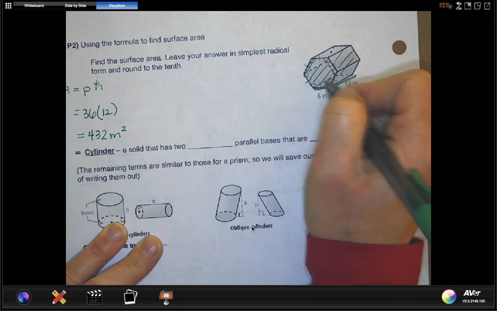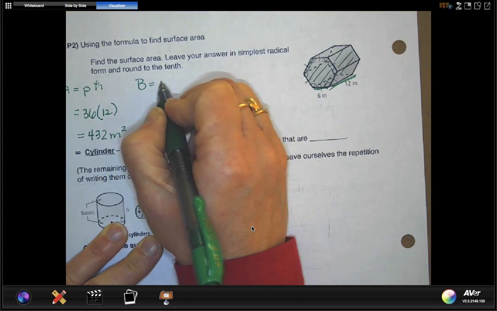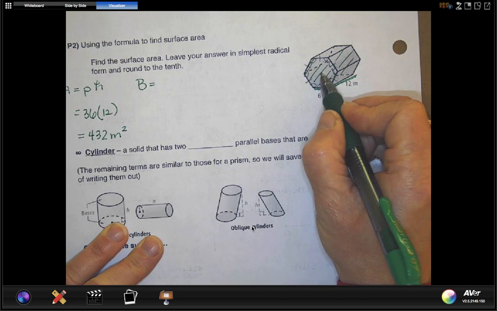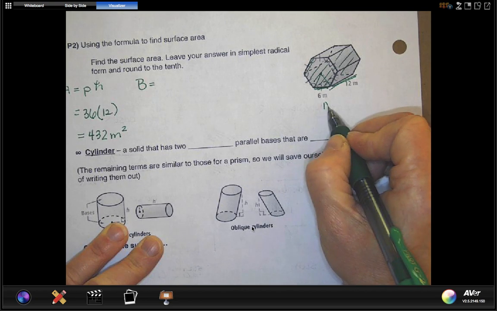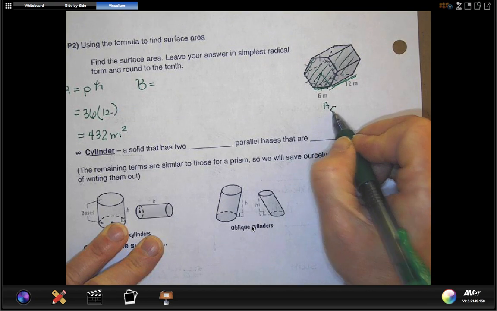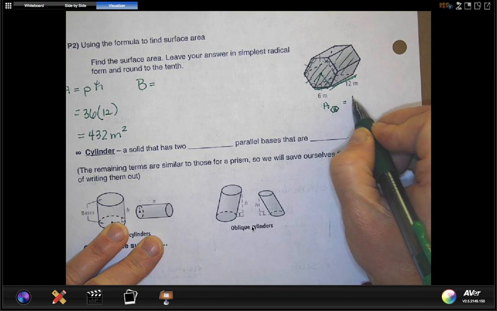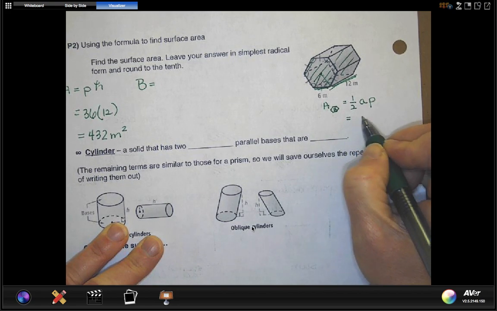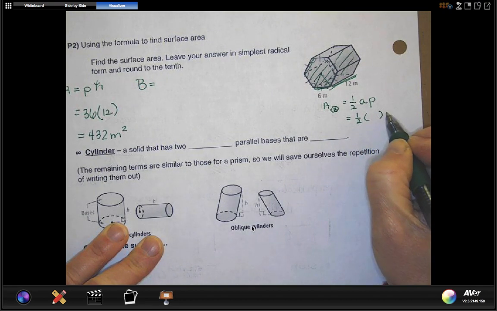The area of my base. Ugh, those triangles, they keep coming back. So one of those bases right there. Remember, to find the area of this polygon, the area of that hexagon right there, which is also my B, is 1/2 the apothem times the perimeter. So we said the perimeter was 36, but we need to know what the apothem is, the a.